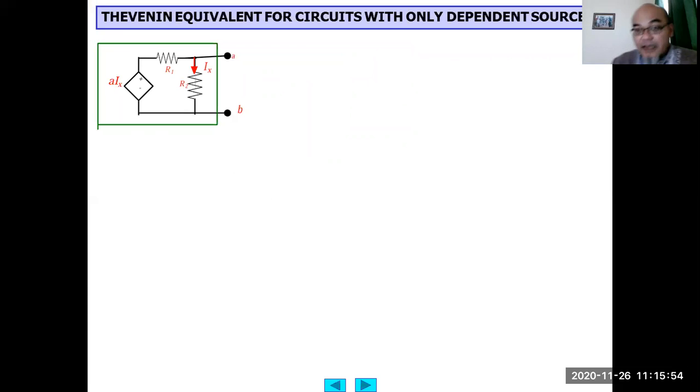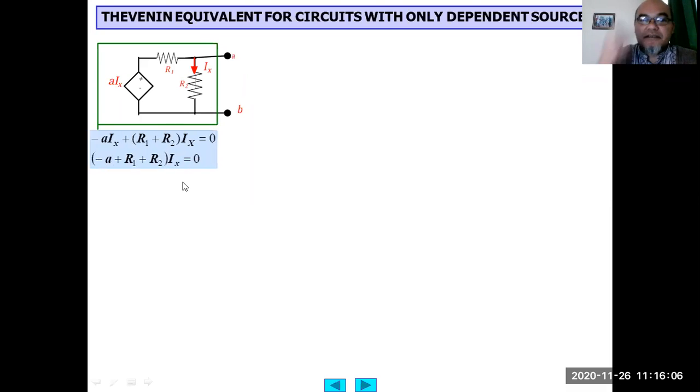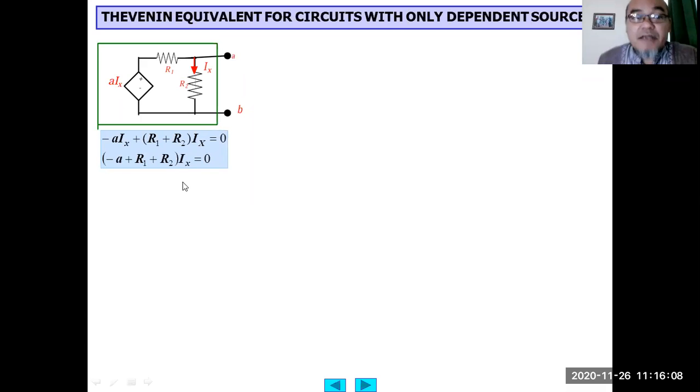So in today's discussion, we will try to use circuits which have dependent sources. For example, here we have a dependent voltage source, a current controlled voltage source. The voltage value is dependent on the current Ix flowing through R2.